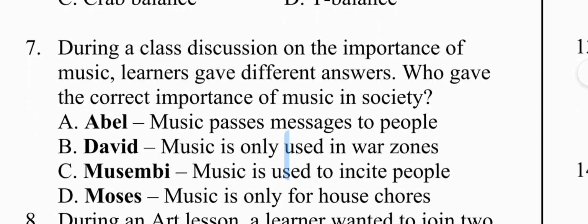Number seven. During class discussion on importance of music, learners gave different answers. Who gave the correct importance of music? Abel said music passes messages to people. David said music is only used in war. Musembi said music is used to incite people. Moses said music is only for house chores when you're doing house chores. So the person who gave the correct answer here is Abel, who said music passes messages to people. That is very correct. So the correct answer for number seven is A.